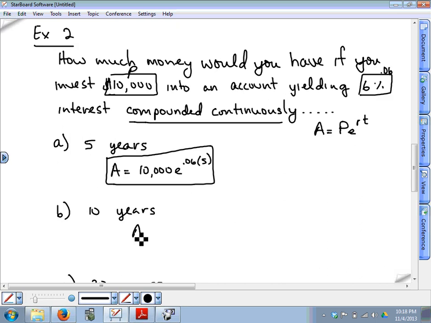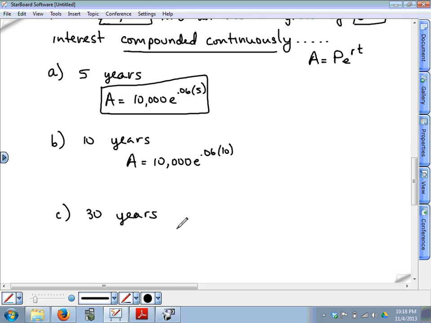For part B, all you got to do is, the ending amount is your principal investment, $10,000 times e to the 0.06 times 10. And just leave it alone. You don't know how to solve that by hand or simplify it by hand, so don't worry about it. For part C, same investment, $10,000, but now it's times e to the 0.06 times 30.